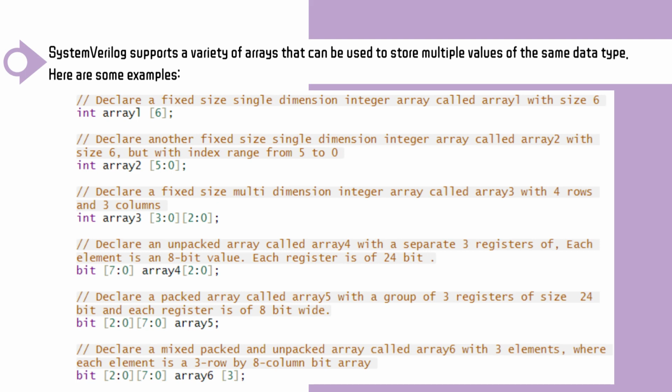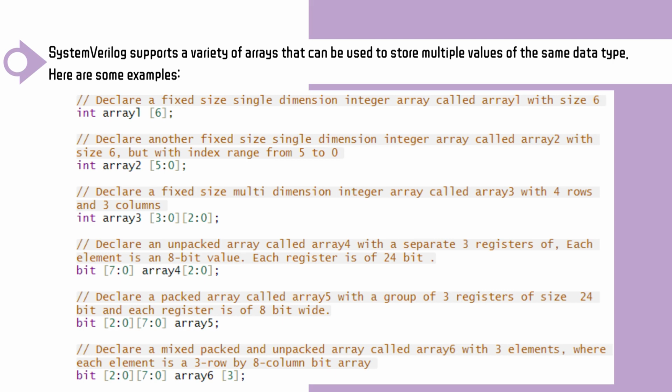int array2[5:0]. This is another example of a fixed-size single-dimension array. It is also declared as an integer array, but with a size of 6 elements. The difference is that the index range is specified as 5 down to 0, which means that the array indices range from 5 to 0.